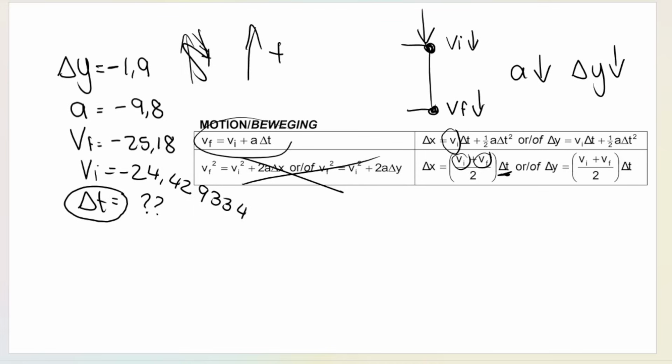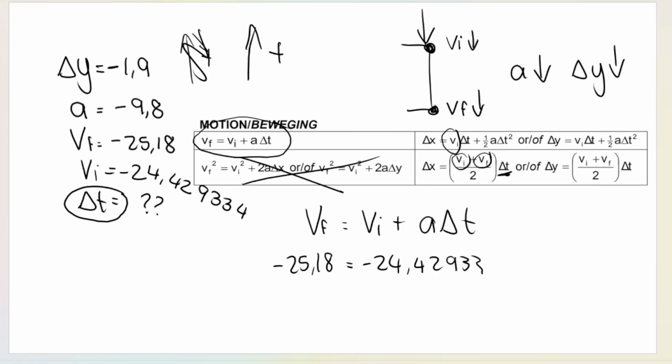I'm going to use my first formula. Remember, I'm looking for the time that it took to go from the start of the door to the end of the door. There's everything. Final velocity, negative 25,18. Initial velocity at the top of the door, negative 24,429,334. Remember, don't round that off. We're not at the end of the question. Acceleration, negative 9.8. And therefore, we are working out time.